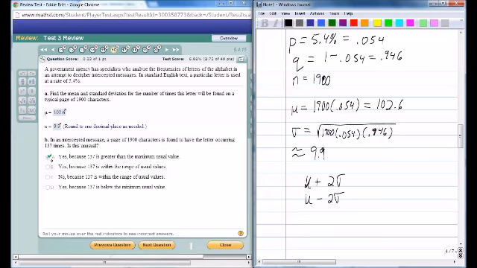So it looks right here, it looks like you're going to get yes. It is greater. 137 must be greater than the maximum usual value.